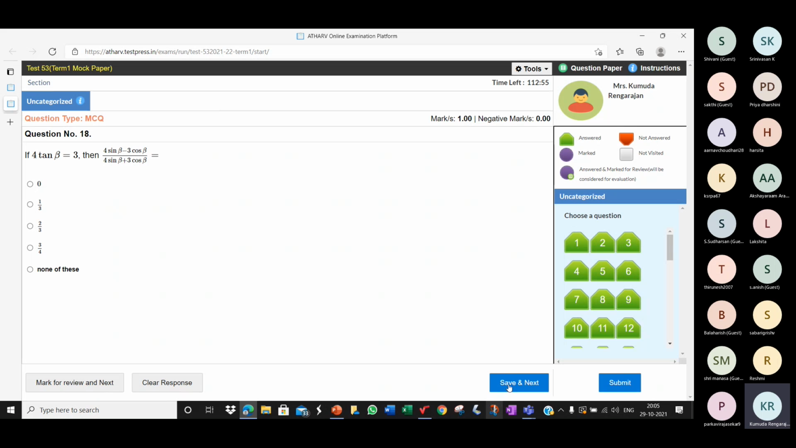So one method is that you can use a right triangle because tan beta is 3 by 4. You can use a right triangle, fill the values, find the hypotenuse, and find the value of sine beta and cos beta. Substitute and evaluate, and you will get the answer. Now, without using the right triangle, I want you to work this. Please try this without using the right triangle.